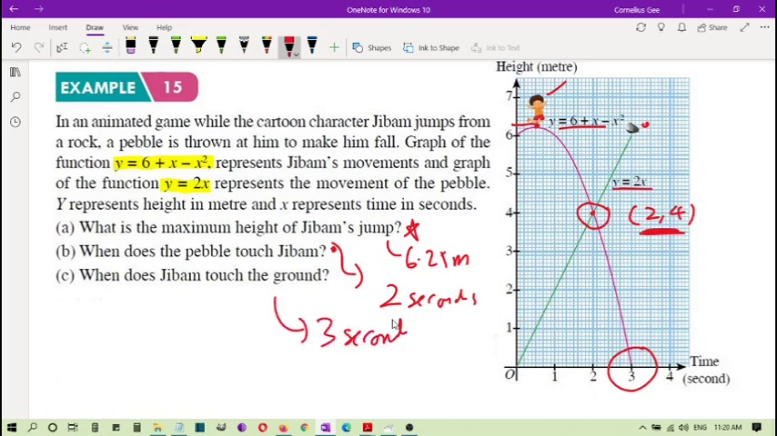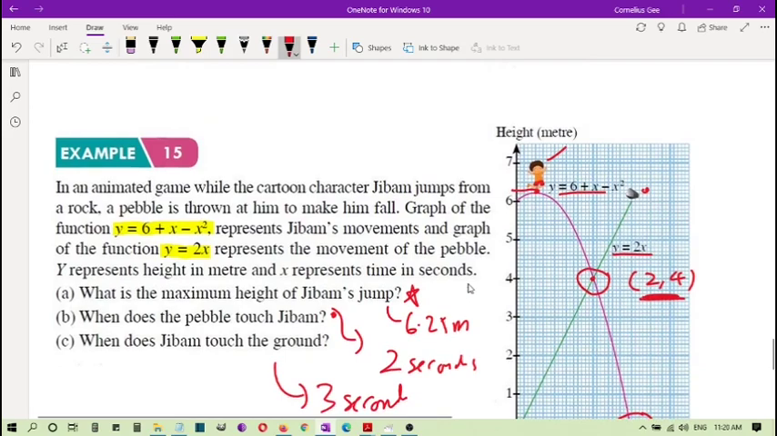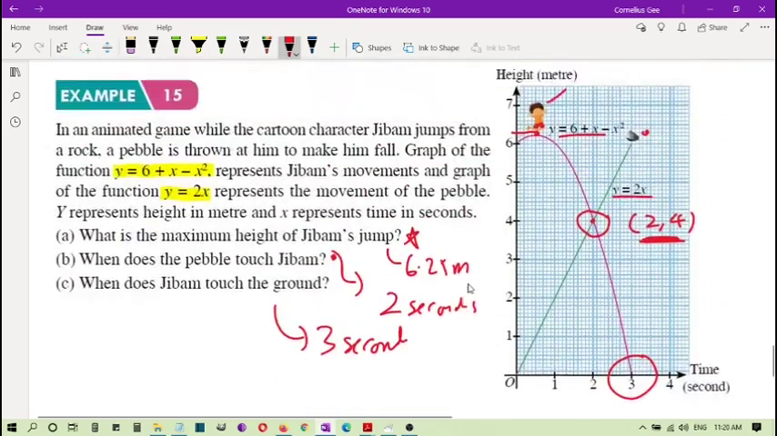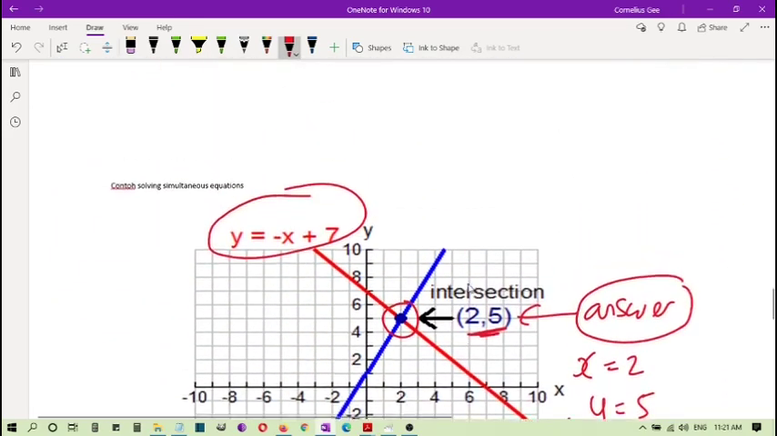So these are the contoh or example for the usage of graph for this topic. Then this is basically what you need to learn for this chapter. I will end it here. I can try some questions.